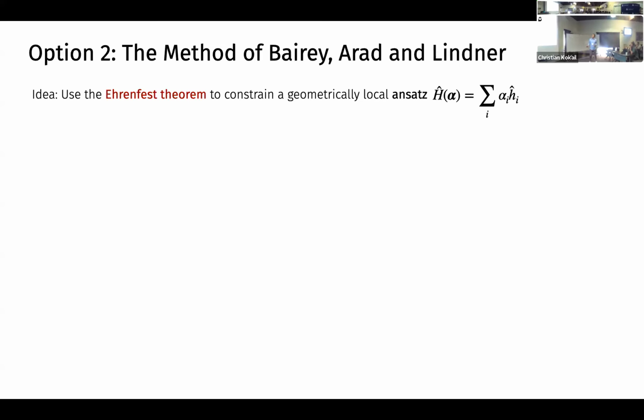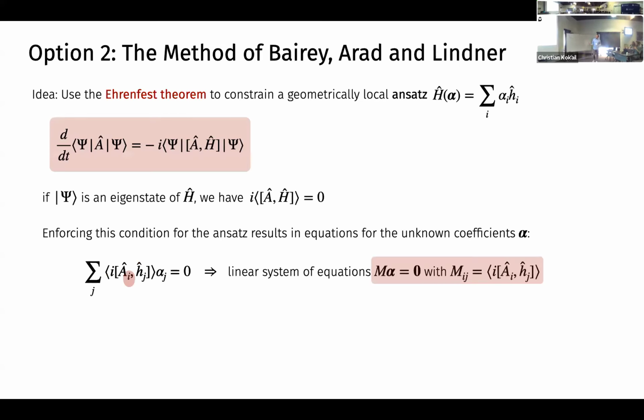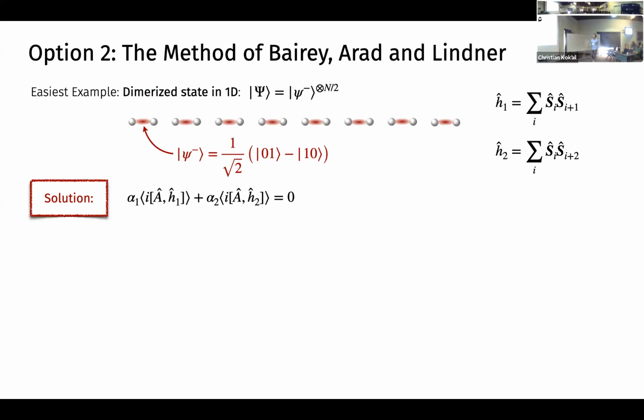Yeah. So this is what I just explained. This is this Ehrenfest theorem. So how does this work for our example? Actually, since we just have two ansatz components, we just have one equation. Right, so we have one equation, which is this one here, which eventually allows us to fix the ratio between alpha 1 and alpha 2.